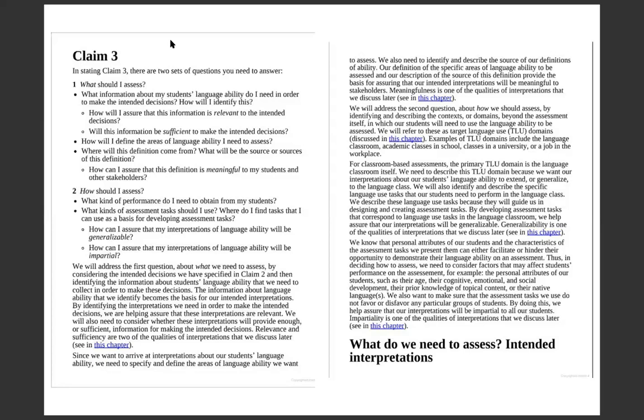How should I assess? Number 2. Okay, how should I assess? What kind of performance do I need to obtain from my students? What kinds of assessment tasks should I use? Where do I find tasks that I can use as a basis for developing assessment tasks? How can I assure that my interpretations of language ability will be generalizable? How can I assure that my interpretations of language ability will be impartial? Okay, good. Thank you very much.